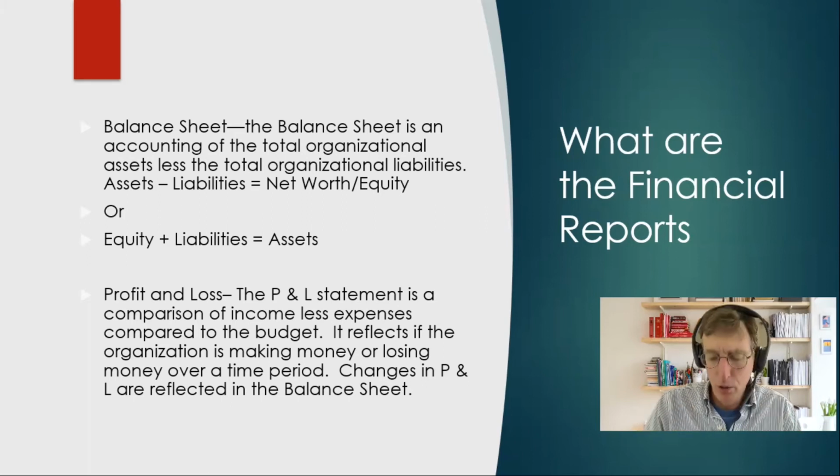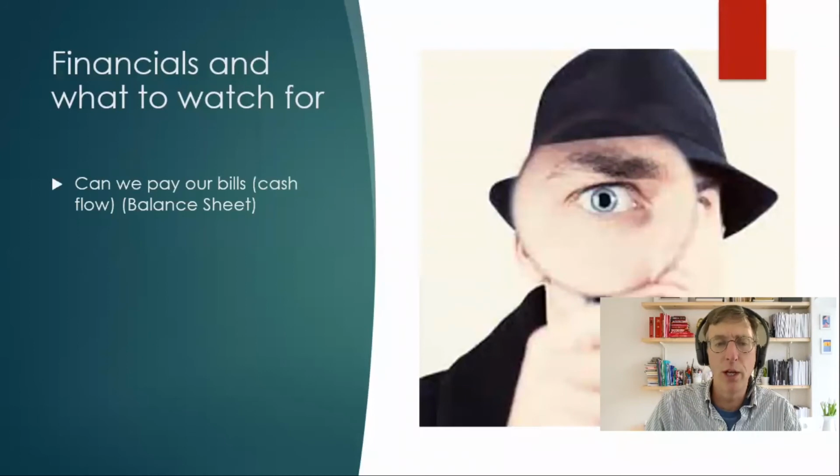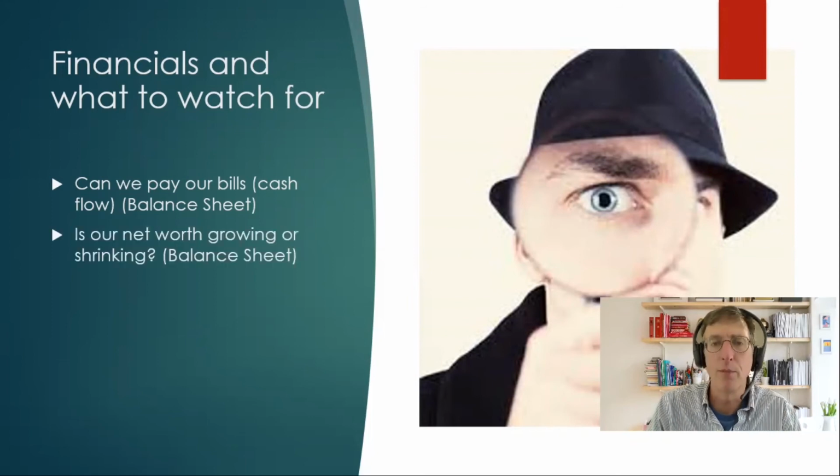So what do boards need to pay attention to? You can't pay attention to everything. So one thing is, can we pay our bills? What's our cash flow? That's on the balance sheet. There should be a line on the balance sheet that says money in the bank, or it might be referencing some bank account. And can you cover your expenses, right? That's the most obvious one.